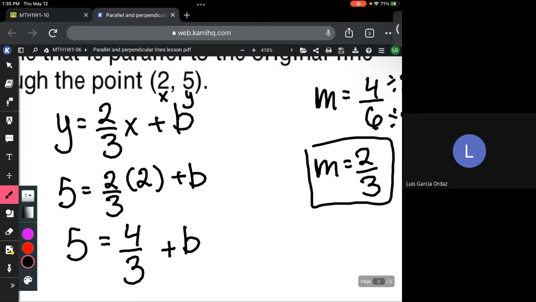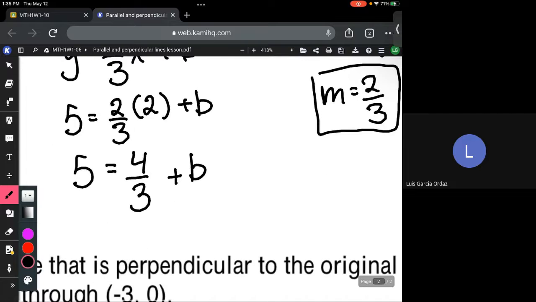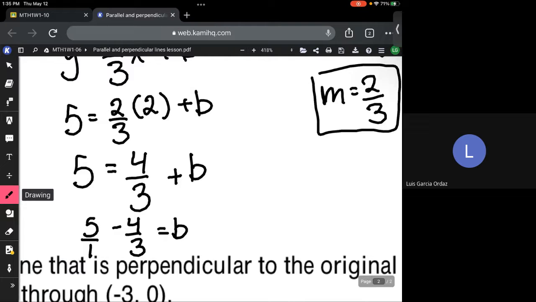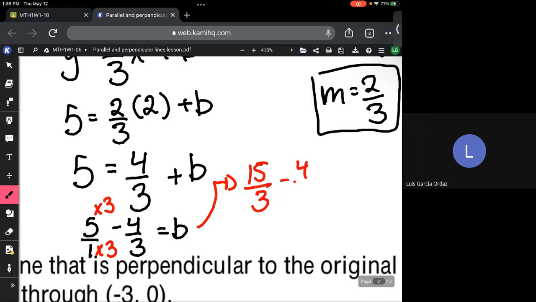So now to leave b by itself, what do we have to move over? Gian? Yep, so it becomes 5 minus 4 over 3 is equal to b. So my denominator under the 5 is a 1. So what is my lowest common denominator for those two fractions? 3. So I have to multiply my first one by 3. So I'm going to get 15 over 3 minus 4 over 3 is equal to b. So what is my b value? 11 over 3 is equal to b.